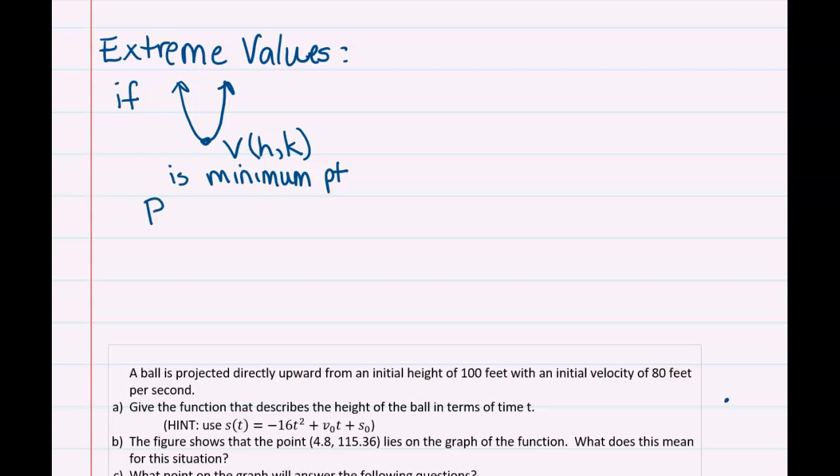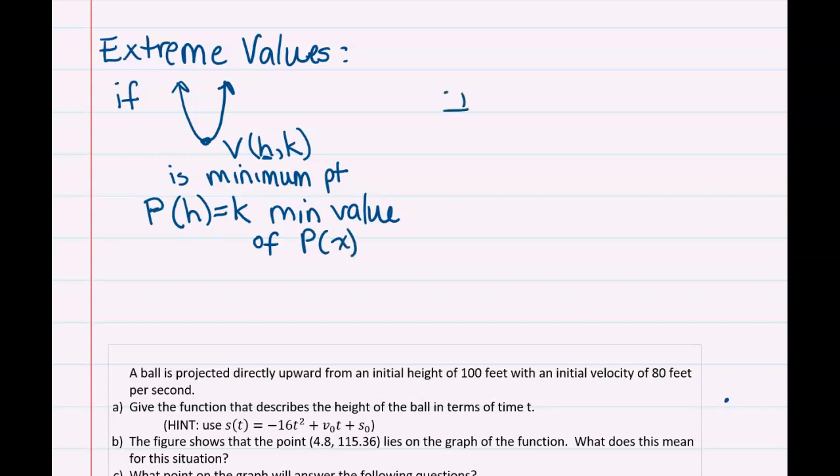And most likely you'll see it as p of h, right? So whatever our x value is, we plug it into our polynomial or our function, and it's going to give me the y value of k. And k is what we call the minimum value at or of p of x.